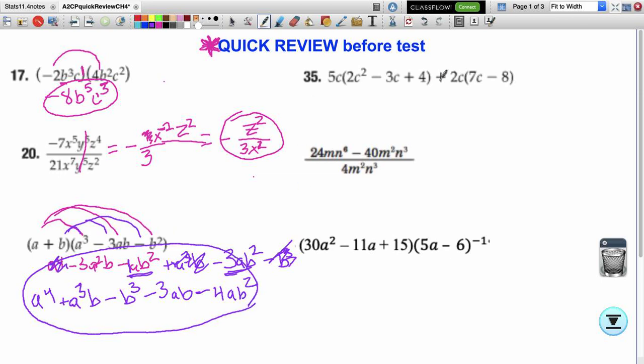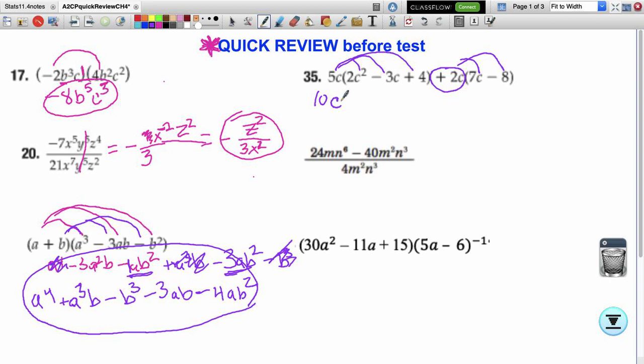Coming over here, this is both an addition problem and a multiplication problem. So I have a mono times a poly, so I'm going to distribute it in first. I'm going to distribute a positive 2c here and here also. And then I'm just going to combine like terms. So again, I'm going to go very quick just because we're reviewing.